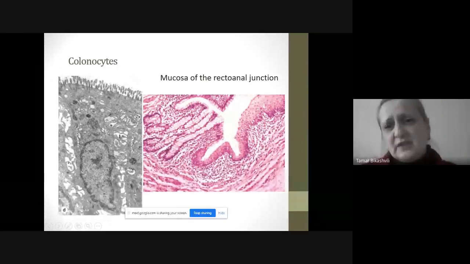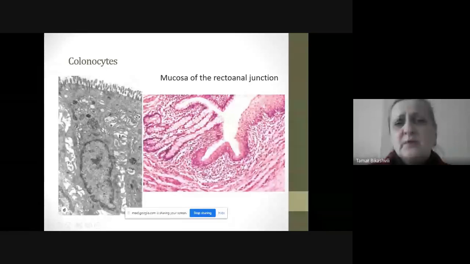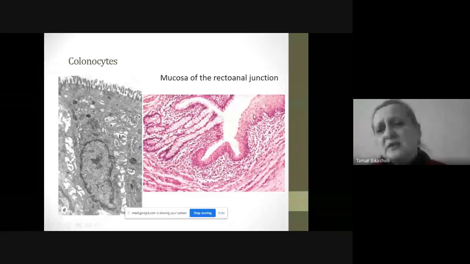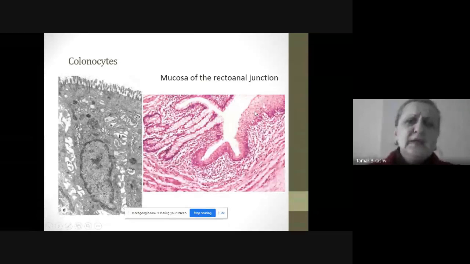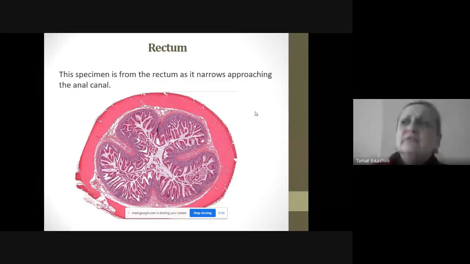And this part is the transitional zone from the margin to the anus. So the mucosa of the rectoanal junction is here. Simple columnar epithelium, and the more external part into the anus is again the stratified squamous epithelium. And this is the cross section of the rectum. So the folds are in the small intestine, not in the large intestine, such folds, but only in this region.